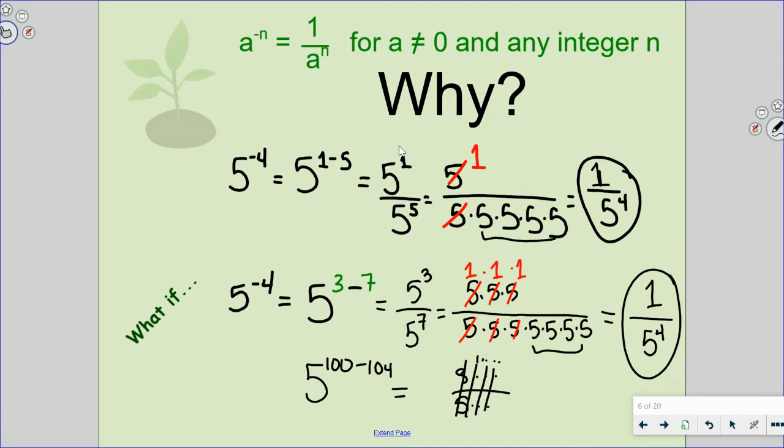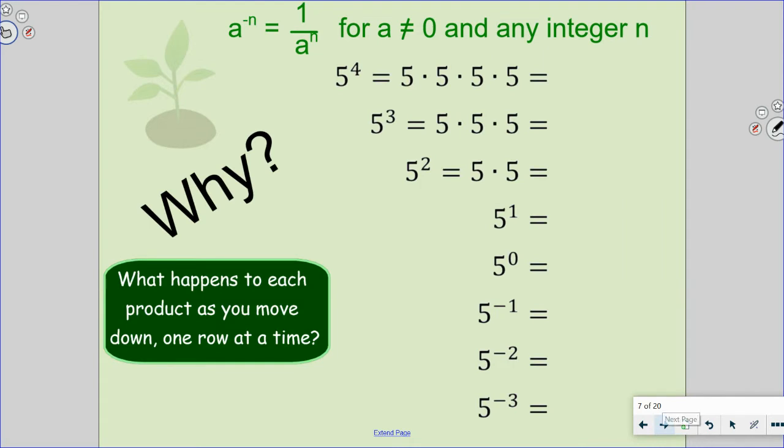So that's one example of why it works. If you want to, pause, rewind the video, and watch that again. But I have another reasoning behind where this comes from.